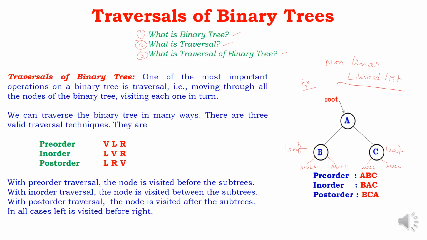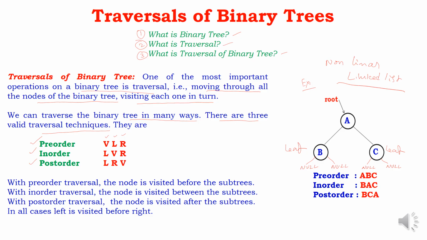So third one is, what is traversal of binary tree? Visiting all the nodes of a binary tree. One of the most important operations on a binary tree is traversal. That is moving through all the nodes of a binary tree, visiting each one in turn. So we can visit all the values, but there are many ways of visiting the nodes of a binary tree. There are three valid traversal techniques. They are preorder, inorder, postorder.